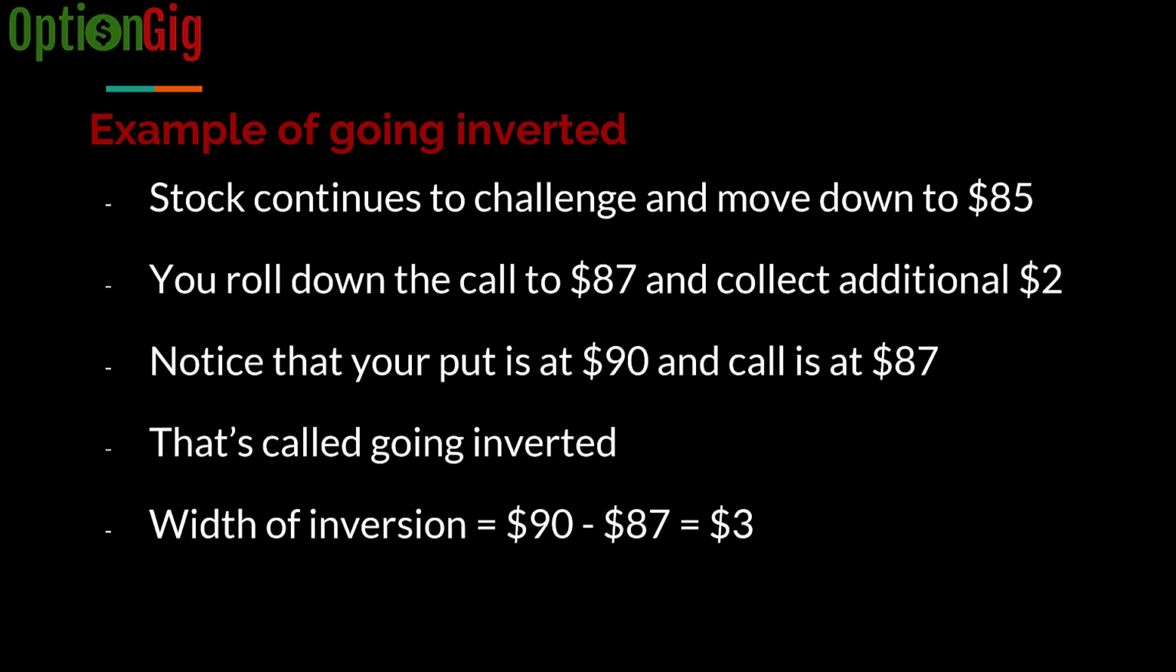In this case, an important term to note is the width of your inversion, which means how much your trade is inverted by. That is determined by the difference between your short call and short put. In this case, your width of inversion is $3 because your put is at 90 and your call is at 87. Okay, let me show you how it will look when you start a strangle, and then how the whole flow happens. All right, so let's say this is your trade to begin with.